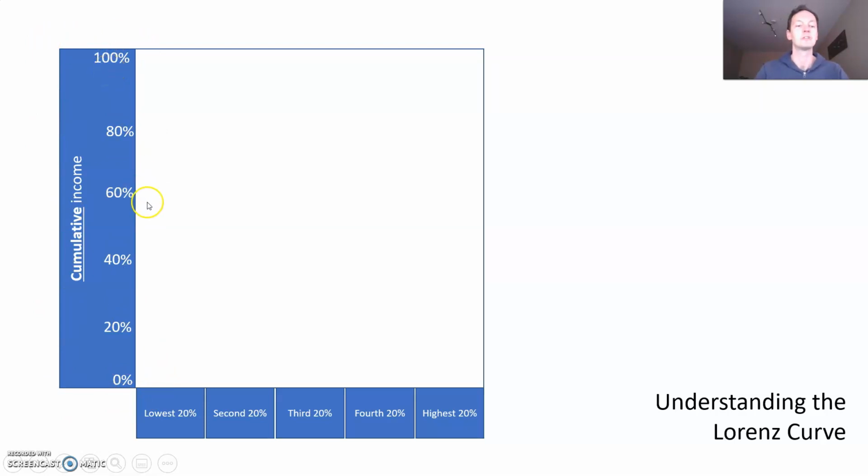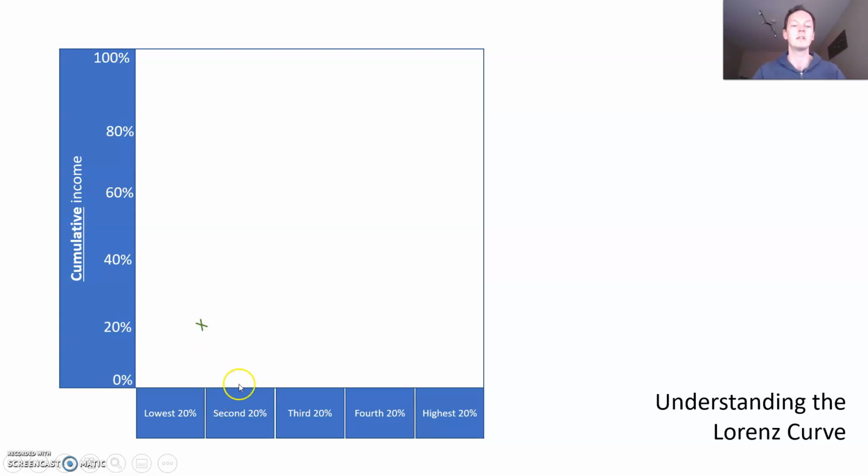Okay, so what we're going to do first is plot what we call the line of absolute equality. Now, this is the line that hypothetically, and it doesn't ever really exist in any economy, but hypothetically, if everyone earned the same amount, how much cumulative income would each quintile have? If there's 20% of the people and everyone's earning the same, that would represent 20% of the income. So we'd go across 20%, we would go up 20%, and we put an X.